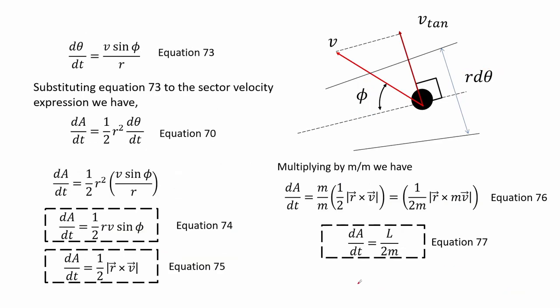Substituting equation 73 to the sector velocity, we have an expression shown in equation 74. Now this is a familiar expression, since we can apply the cross product expression for the radius and the velocity times sine function of phi as seen in equation 75. We then multiply it by m over m shown in equation 76 in order to get an expression for the angular momentum L shown in equation 77. So here we can talk about the rotation of the planet in terms of its angular momentum and what happens to its torque.